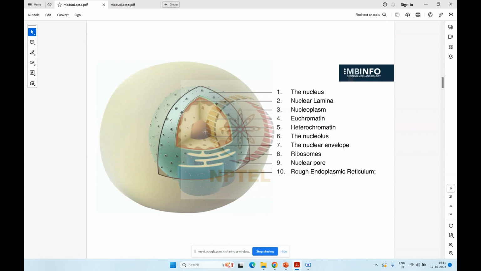If you look at the structure of the nucleus, if you consider this is the nucleus.